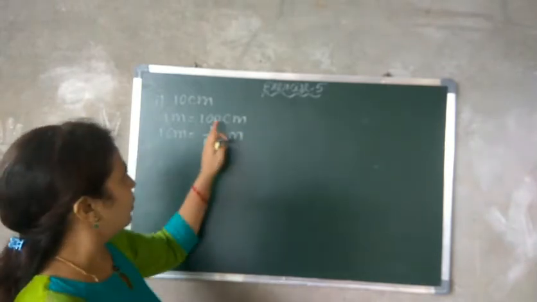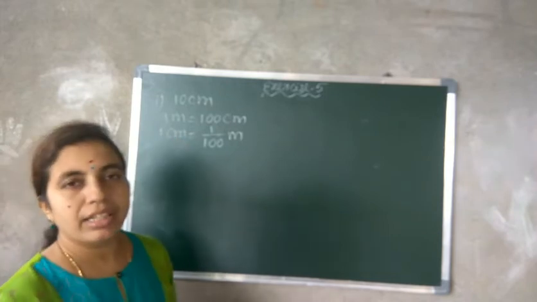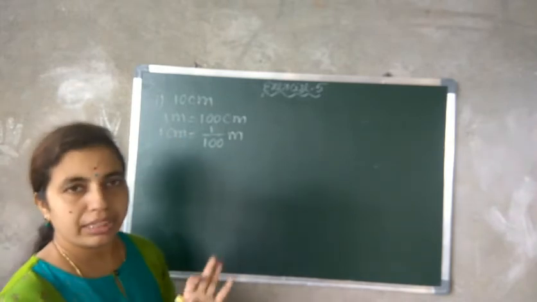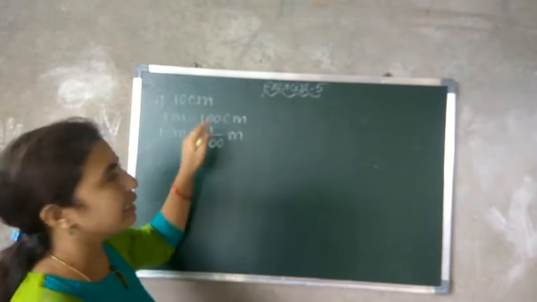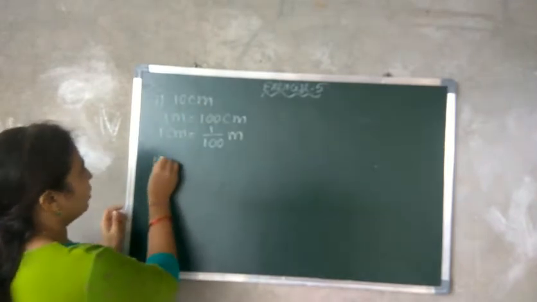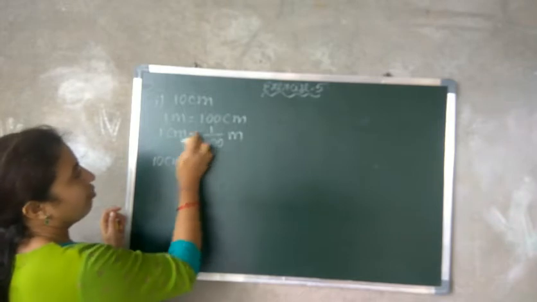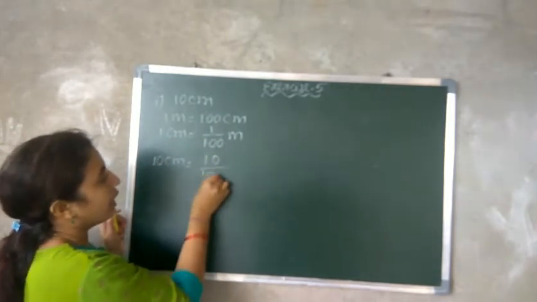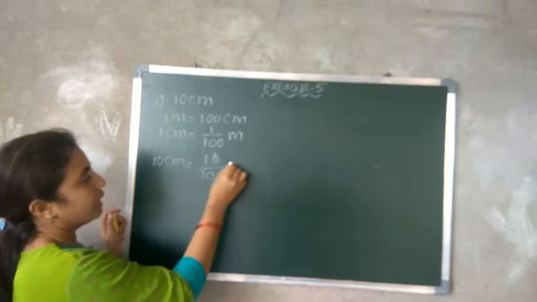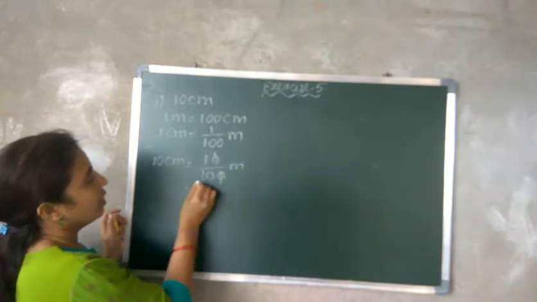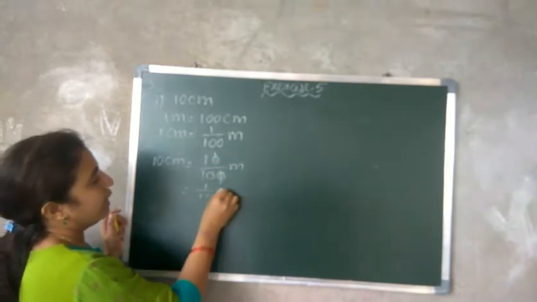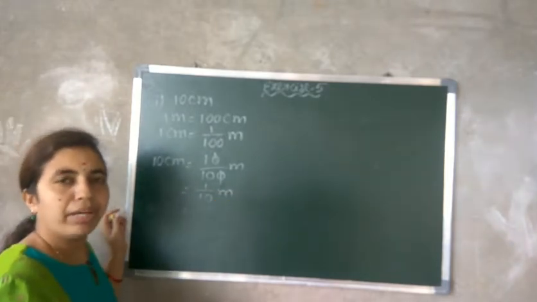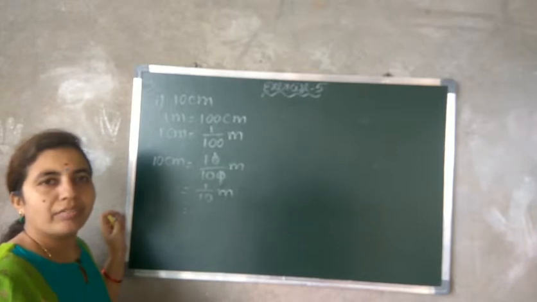If you take this 100 to the left hand side, you get 1 centimeter is equal to 1 by 100 meters. So here we have 10 centimeters. 1 centimeter means 1 by 100, so 10 centimeters means 10 by 100. The zero will get cancelled. It is equal to 1 by 10 meters. Now how do we write 1 by 10 as a decimal?